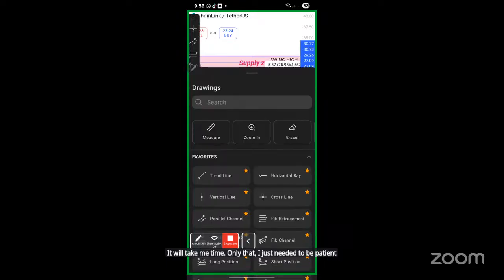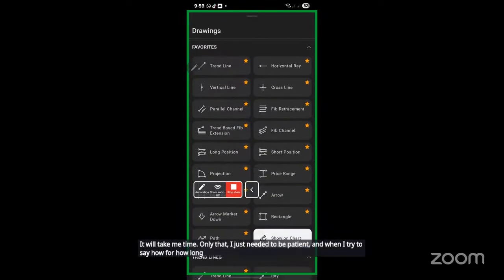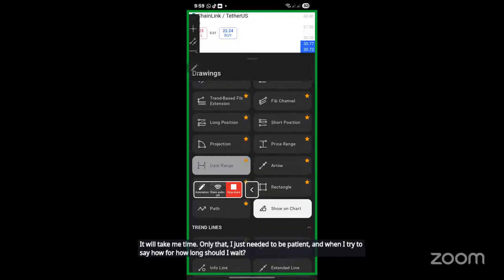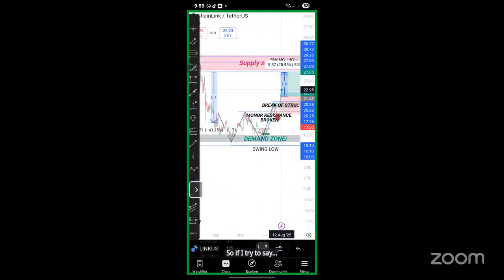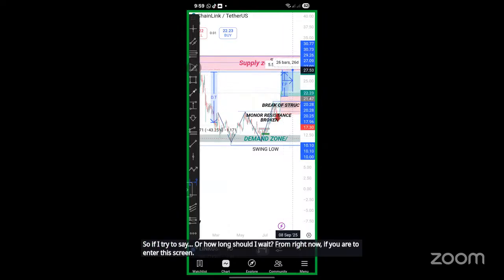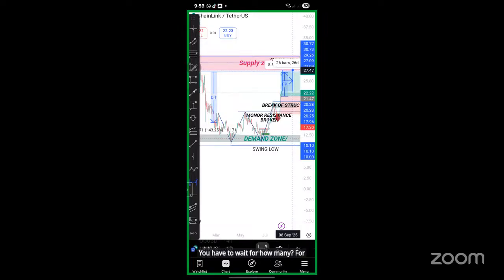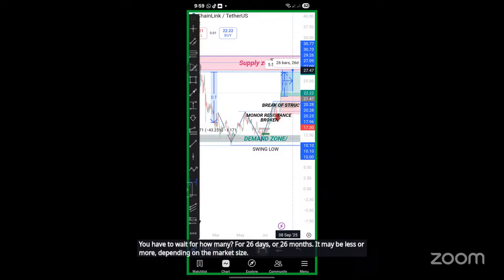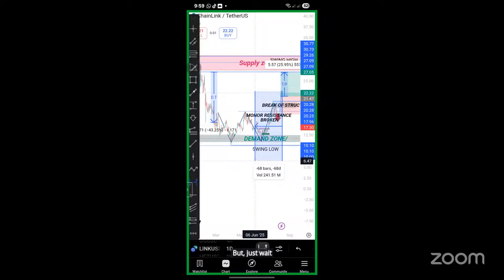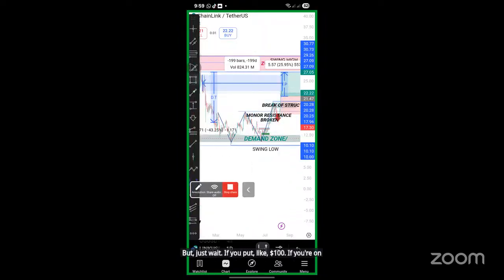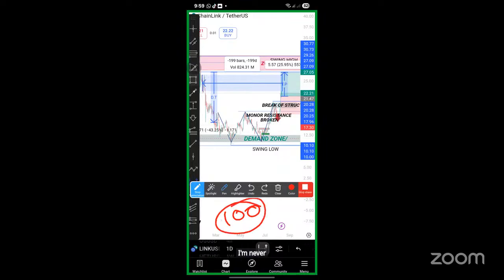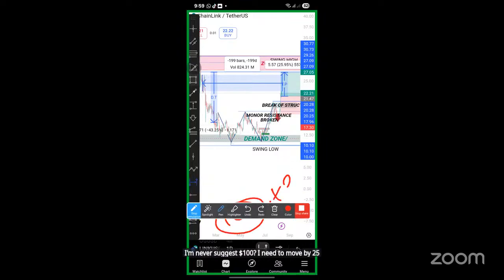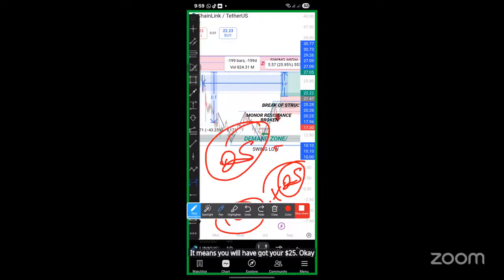And when I try to say for how long should I wait? From right now, if you are to enter this coin, you have to wait for 26 days or 26 bars. It may be less or more, depending on the market size. But you just wait. If you put like $100, or if you're on the spot market and invest just $100, and it moves by 25%, it means you will have got your $25. Okay, as simple as that.